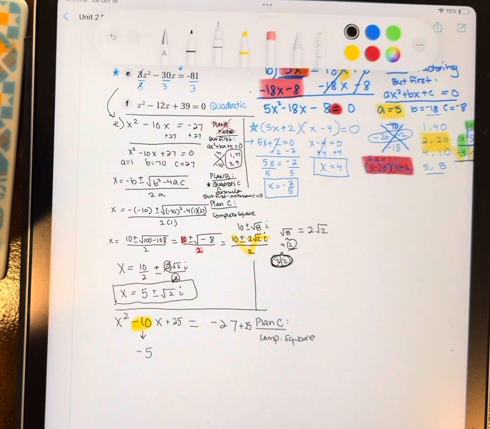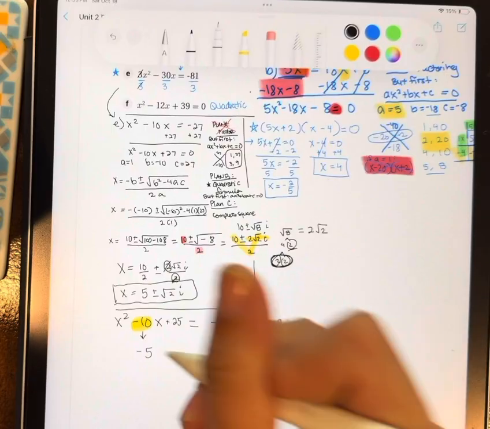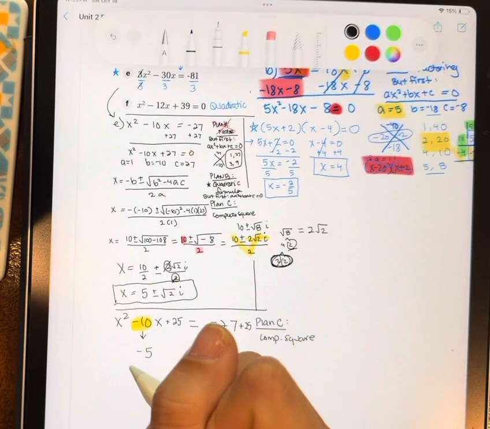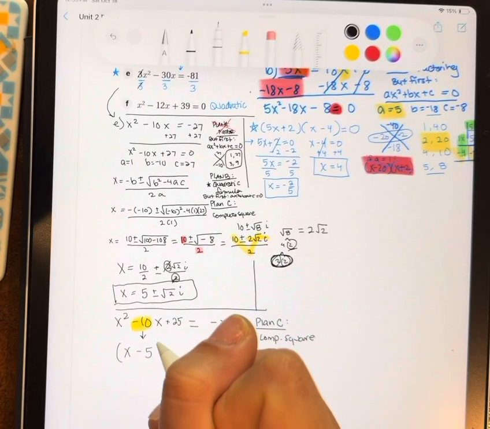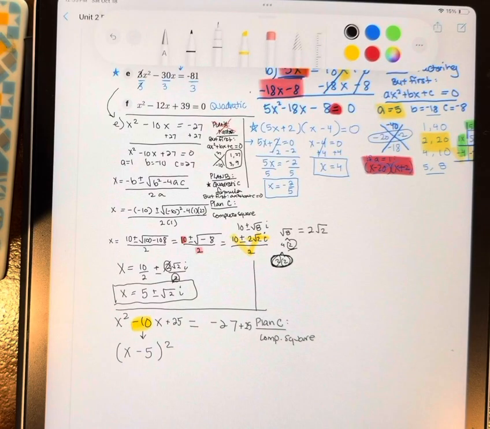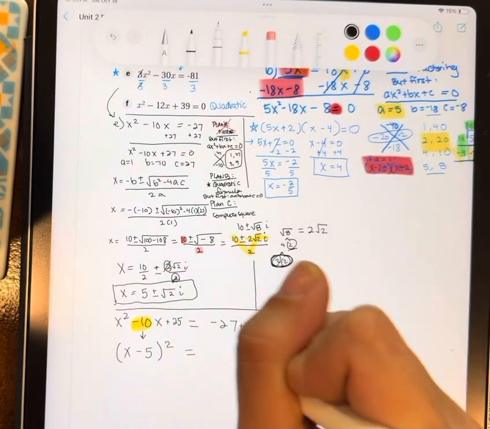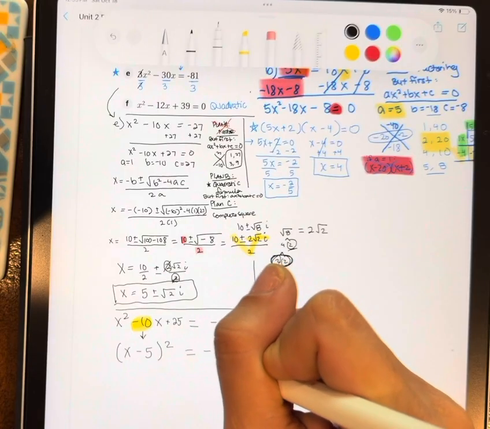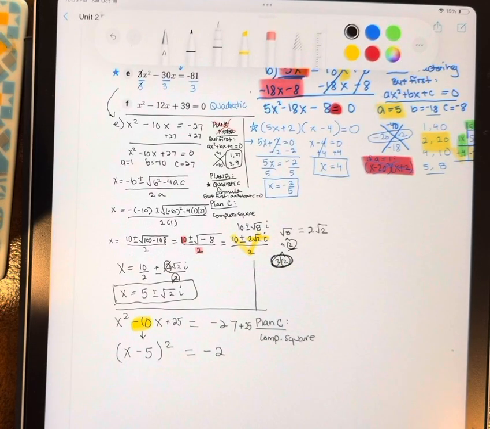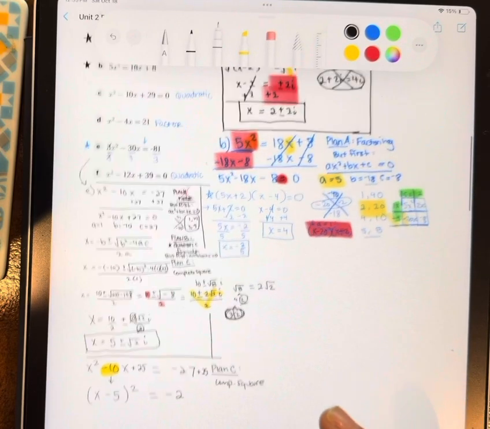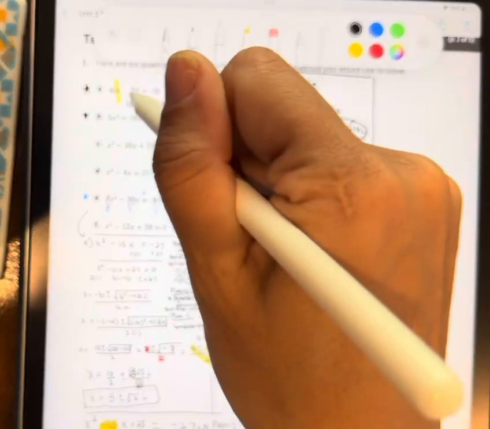And so now, x squared minus 10x plus 25 will factor into that. That's why writing down the -5 makes your life easier. And then -27 plus 25 is -2. And now I just solve this the way I did part A. This looks like part A now.